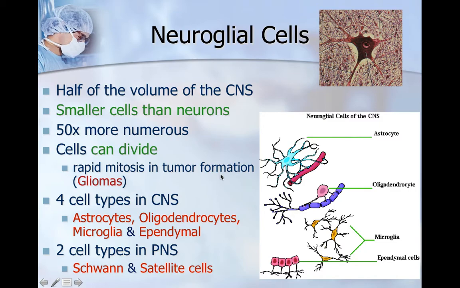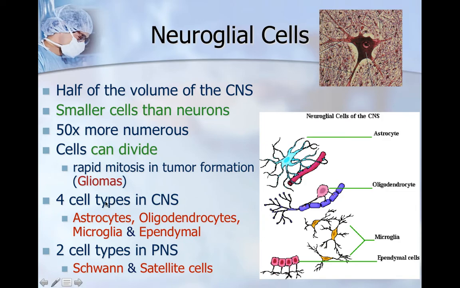Okay, so this is kind of an introduction into our next section of notes, the neuroglial cells. Neuroglial cells are really, really important for the functioning of the nervous system, and they take up about half of the volume of the central nervous system. They're smaller cells than neurons, and they're about 50 times more numerous. Now these glial cells can divide, all right? And oftentimes the rapid mitosis of tumor formation or gliomas is the problem that people have when they develop brain tumors or tumors on their spinal cord. It's these cells right here that are dividing uncontrollably.